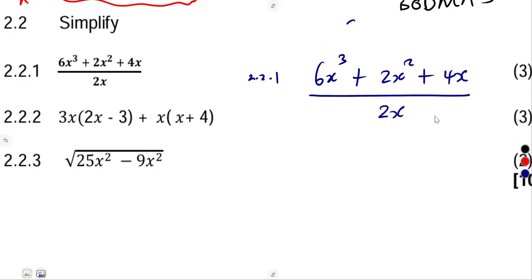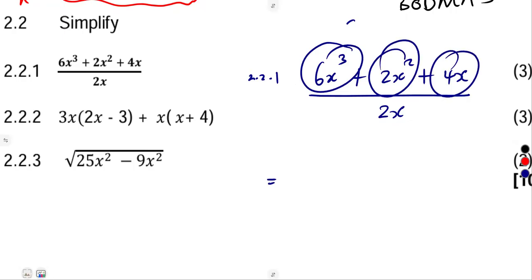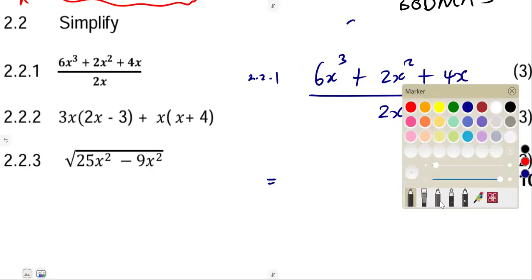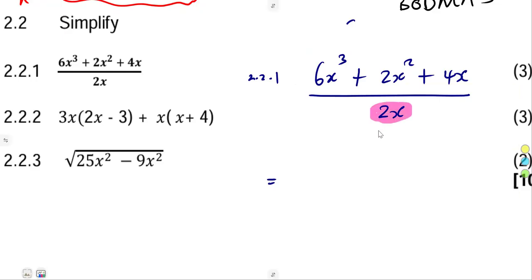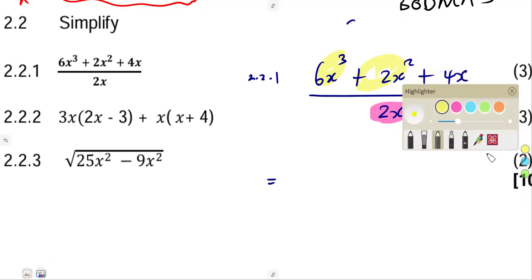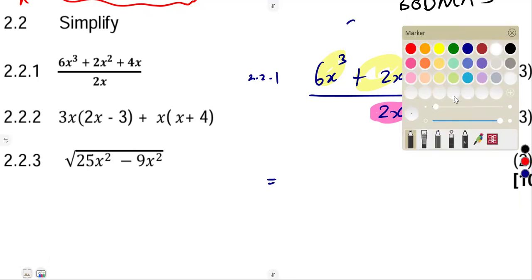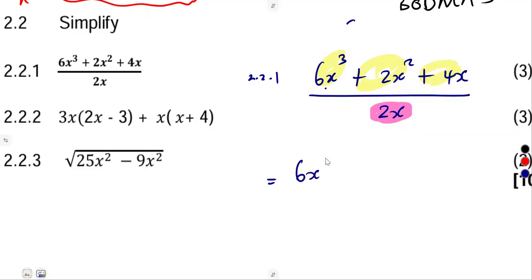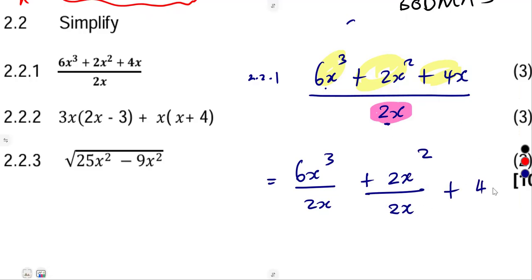So remember, I referred to this in our algebraic expressions, that whenever we have got a single fraction with different terms on the numerator, separate each of them over the denominator, which is 2x. So let's separate and see: 6x to the exponent of 3 over what? The denominator, 2x. Plus 2x to the exponent of 2 over the denominator again. Plus 4x over the denominator of 2x. So that's it.